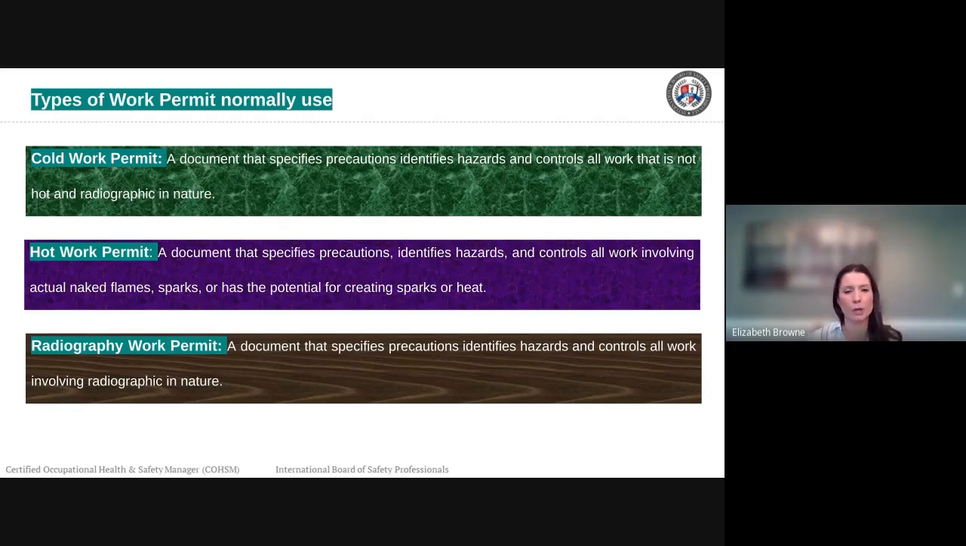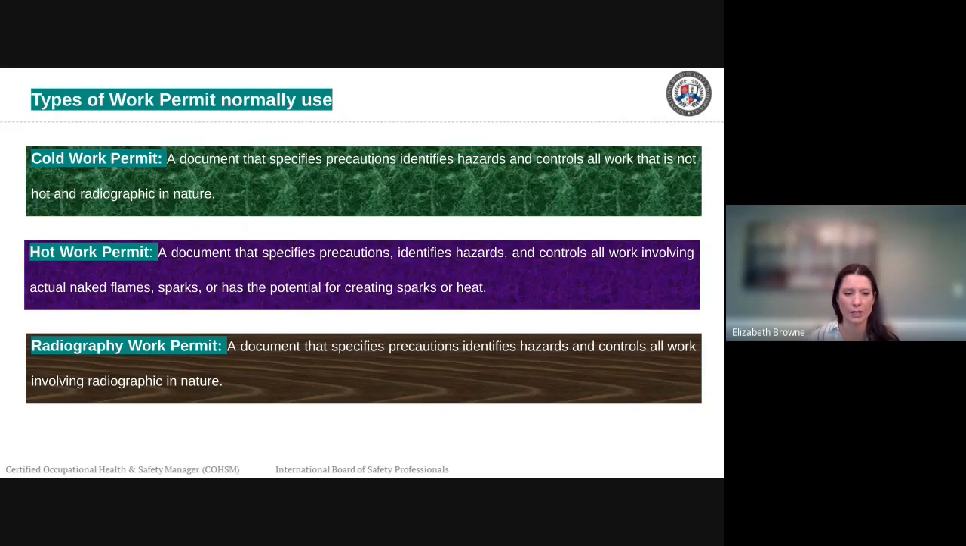We talked about the use of work permits. We talked about hot work permits earlier, for anything like welding or cutting, grinding that might create a potential for a spark. Then we need to make sure that we're filling out a permit and we're controlling any potential hazard that occurs. We're sweeping the work area, we're removing any flammable objects or materials. But we also have things like cold work permits. So it's a document that specifies precautions that identify hazards and controls all work that's not hot or radiographic in nature.